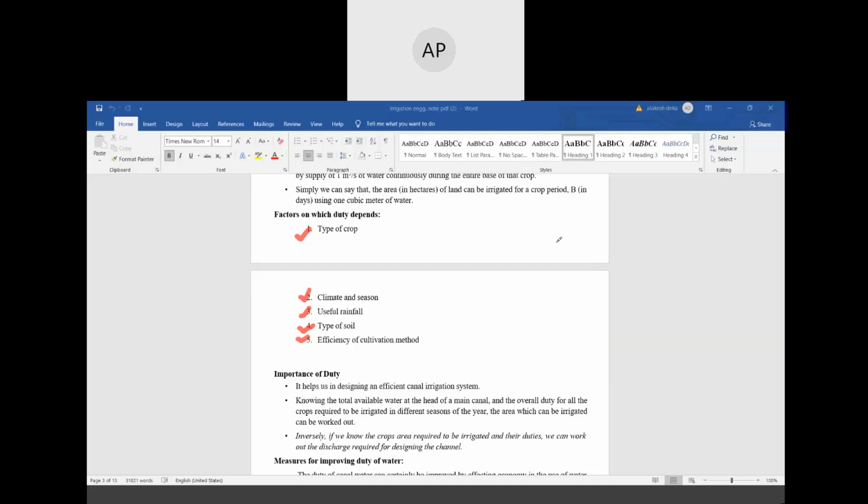So importance of duty: it helps us in designing an efficient canal irrigation system. Knowing the total available water at the head of a main canal, and the overall duty for all the crops required to be irrigated in different seasons of the year, the area which can be irrigated can be worked out.